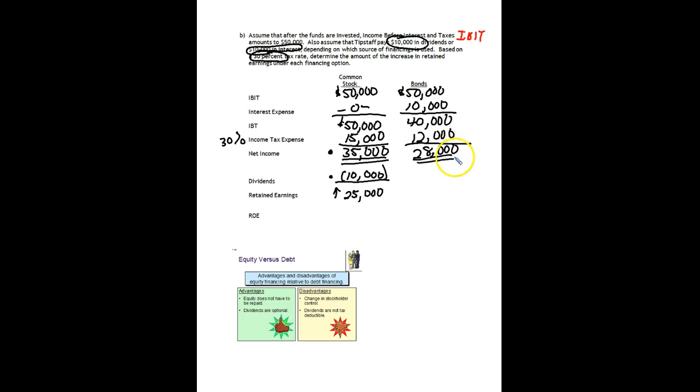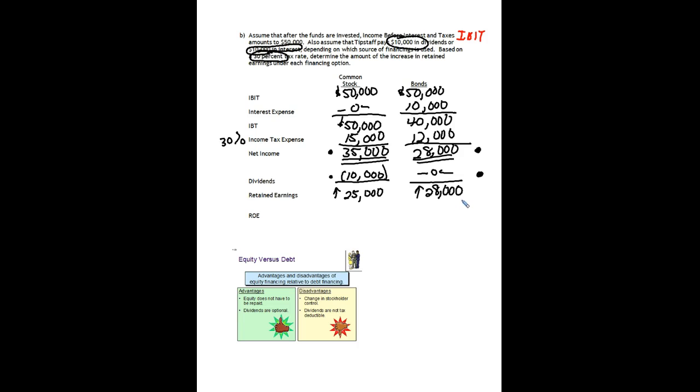Okay, now let's keep going. If we borrowed money and we didn't issue the stock, then we would have interest, but we wouldn't have dividends. So net income causes retained earnings to go up. Dividends cause it to go down. Now the overall increase in retained earnings under this option is $28,000.